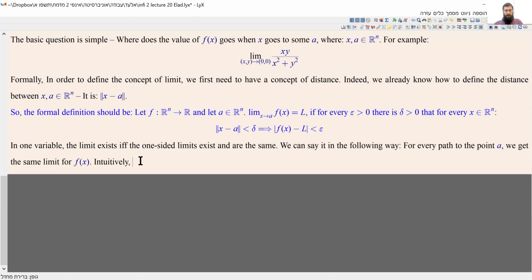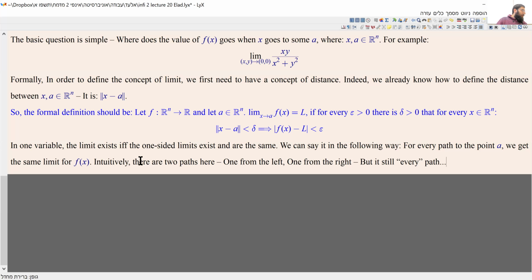Intuitively, there are two paths here, one from the left, one from the right, but it's still every path. The word every, like every student here will get, there's just two students, but technically speaking, it is true. For every way, every path to the point A, the function f has the same limit.